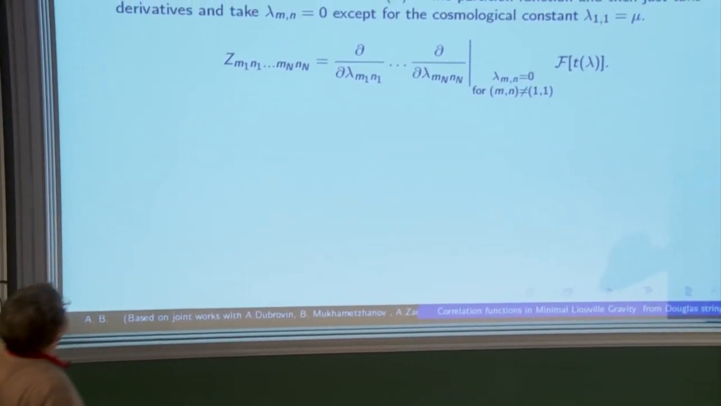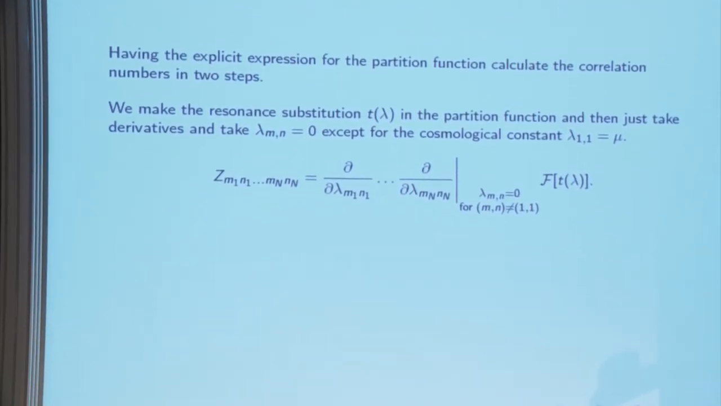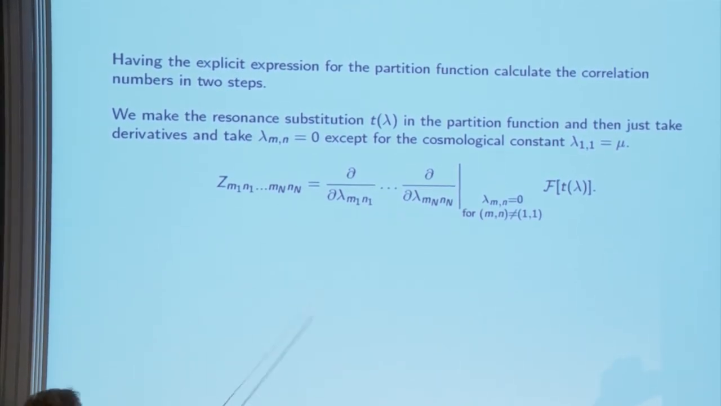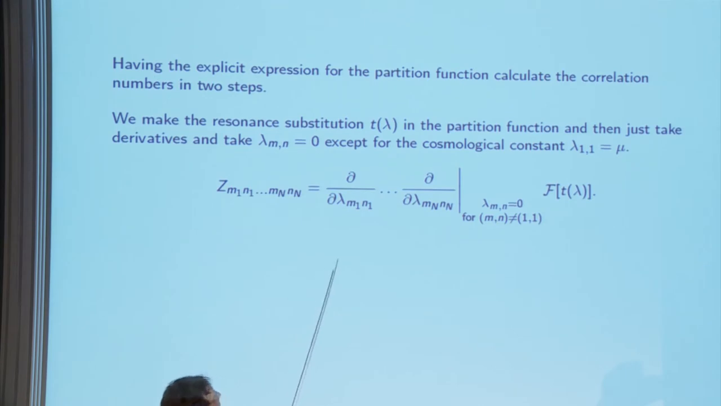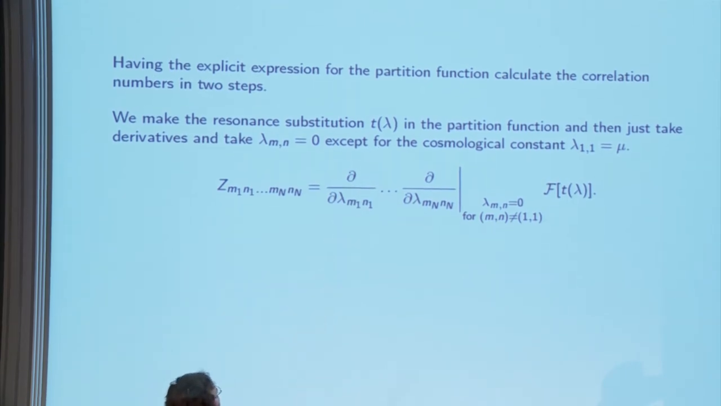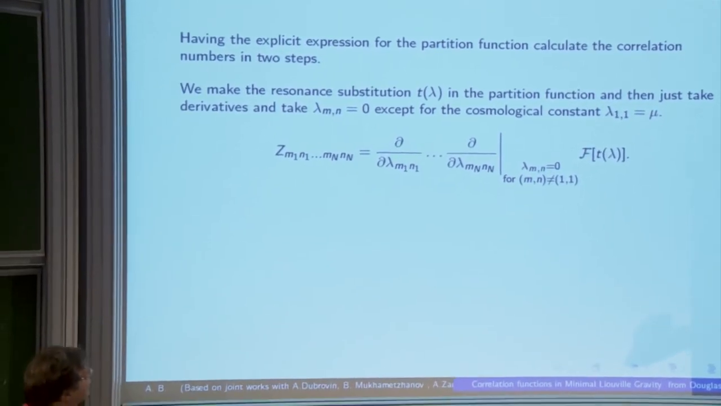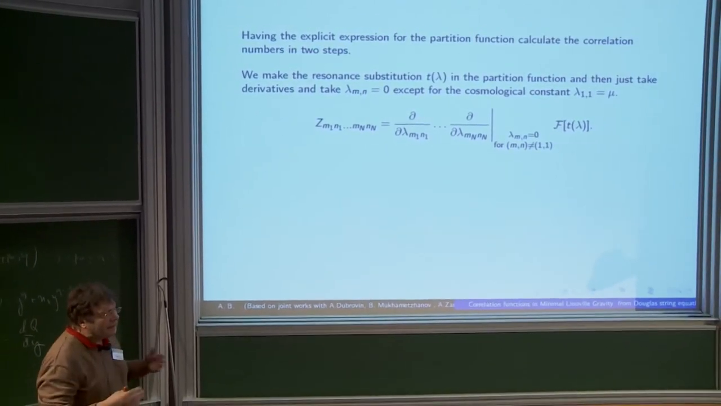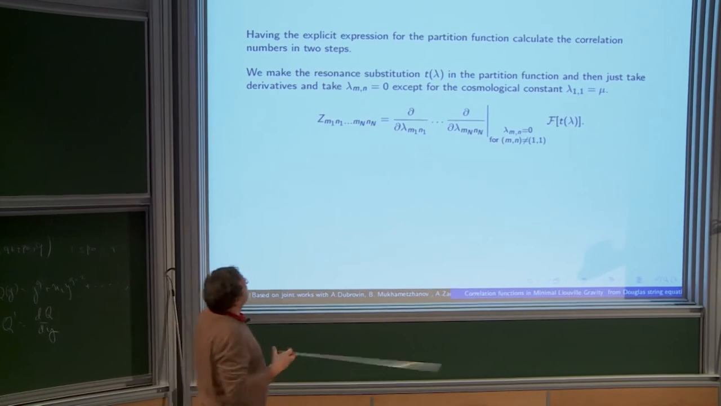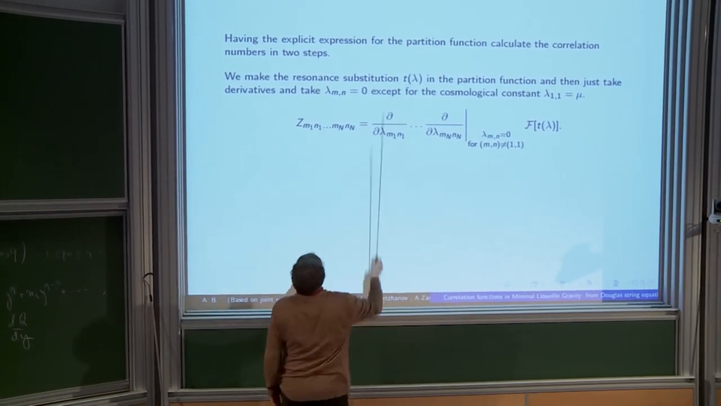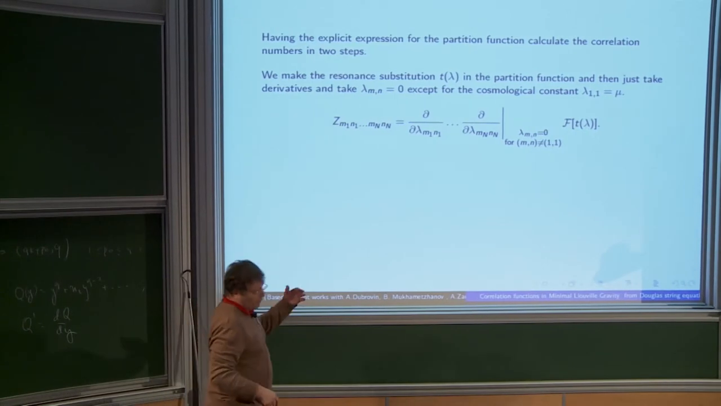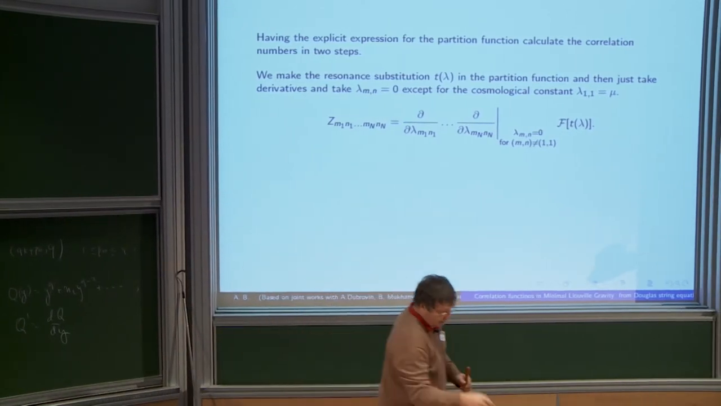And so we have an explicit expression for the partition function, and we make some admissible change of variables from KdV to lambda, and we'll find simultaneously the form of this substitution and correlation numbers step by step, 1 point, 2 point, 3 point, and so on.